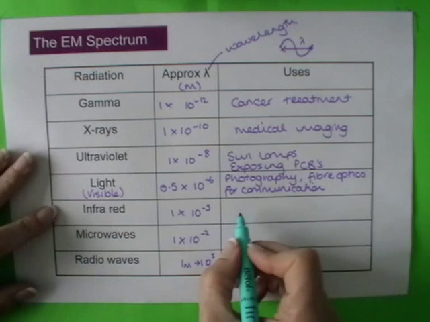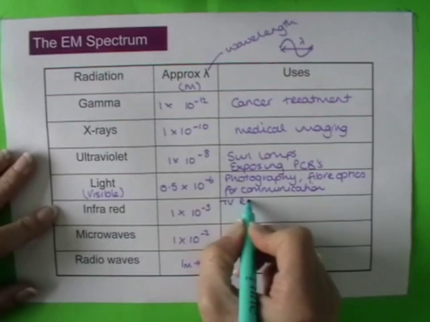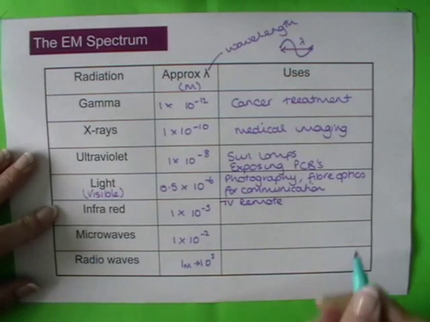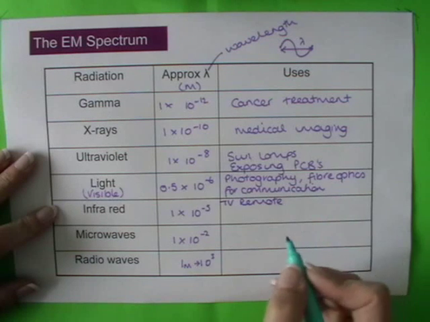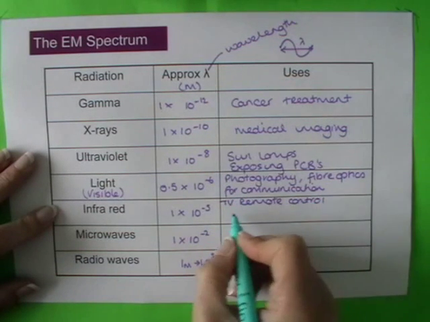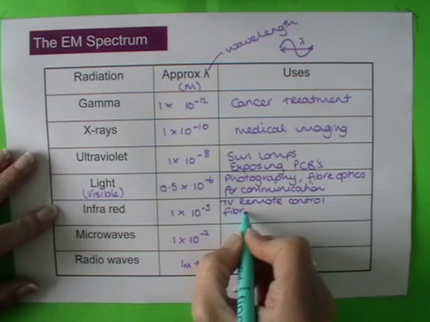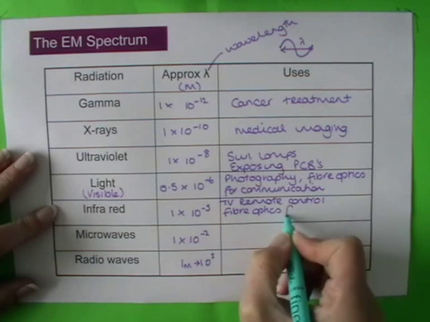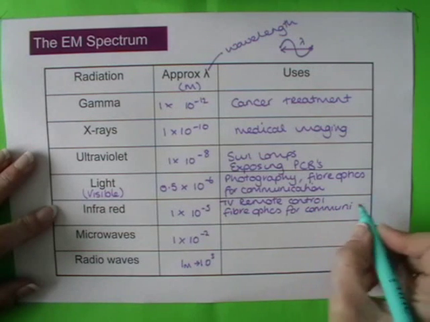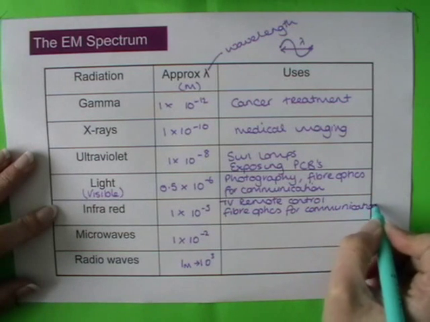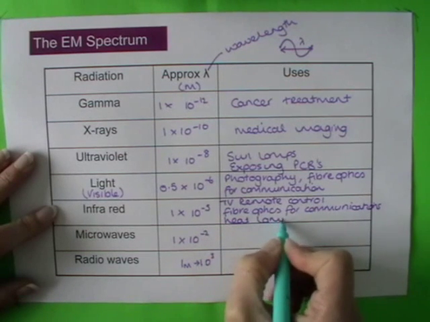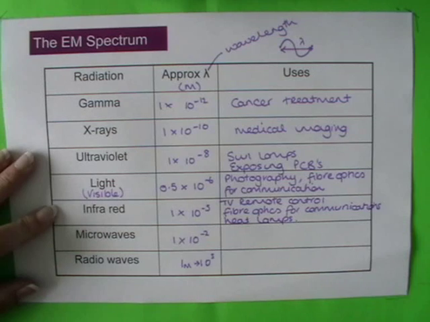Infrared radiation then. It's used in your TV remote. So you're using infrared, I would think, every day in life. So it's used in your TV remote control. It's also used in fibre optics for communications. Again, that's your TV, internet, telephone. And it's also used in heat lamps, maybe to treat muscular injuries.